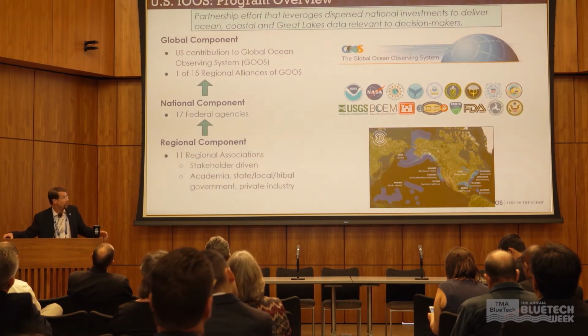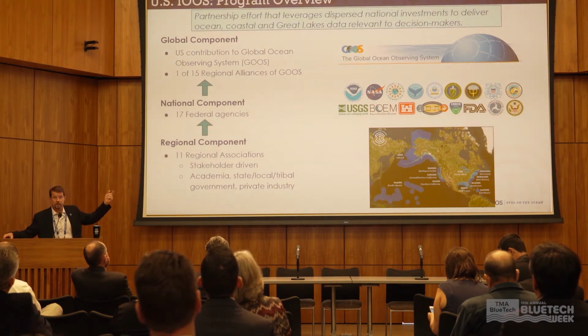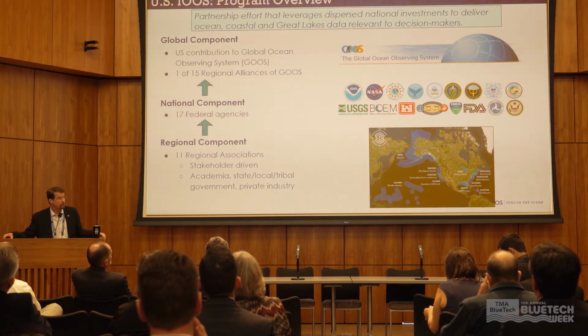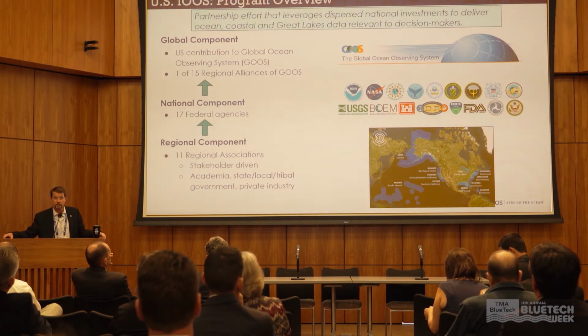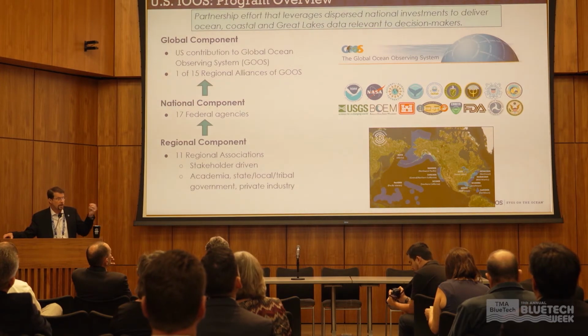And we're supposed to do that through partnerships. We're supposed to integrate data with 17 federal agencies within the US government. We're supposed to do that with 11 geographic regional associations within the United States. They're non-federal entities that work at the local and regional level to bring data and information together for decision support. Those non-federal entities are mandated by our legislation.